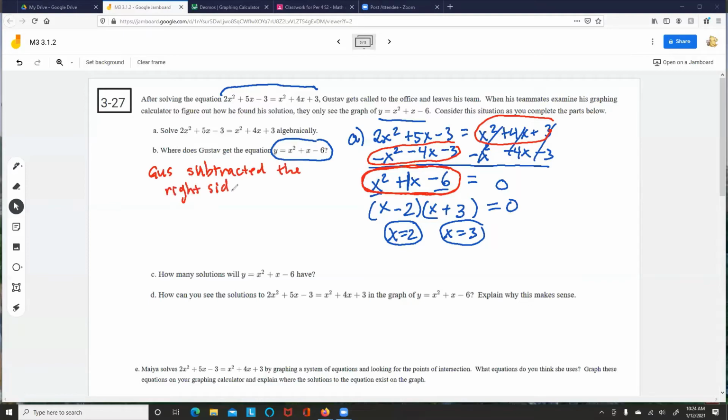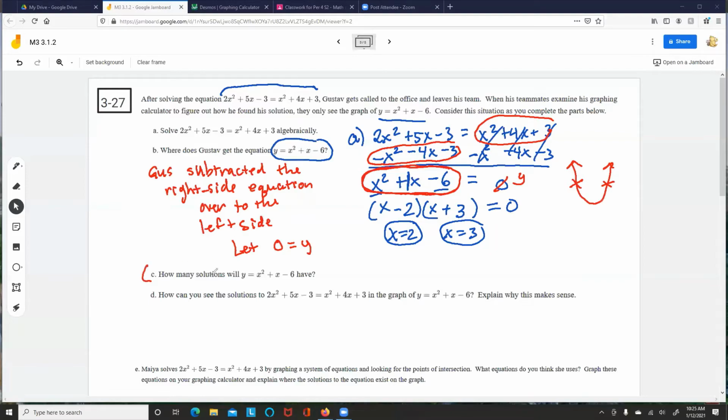Gus subtracted the right side equation over to the left side. And then he made the y, and he let the 0 part equal y, right? So we got 0 and then he just put a y there. And that was his equation. Okay, and if we graph it, this equation right here should be a parabola, which we should get like 2 solutions on a parabola. Okay, but I'm jumping ahead.